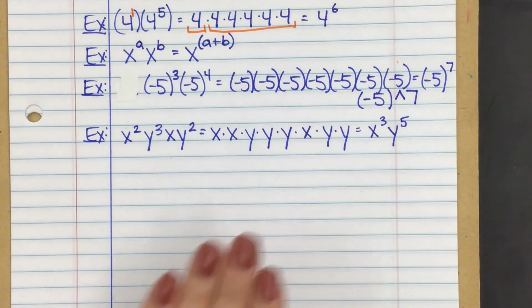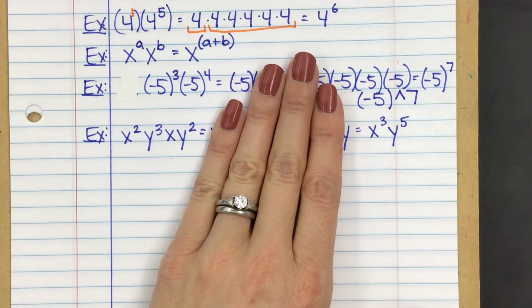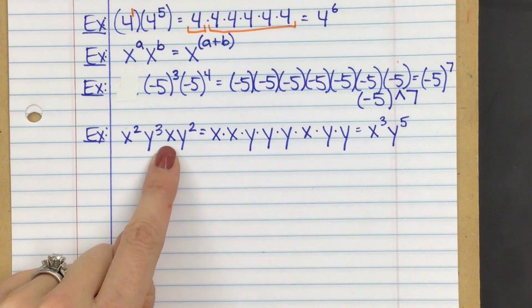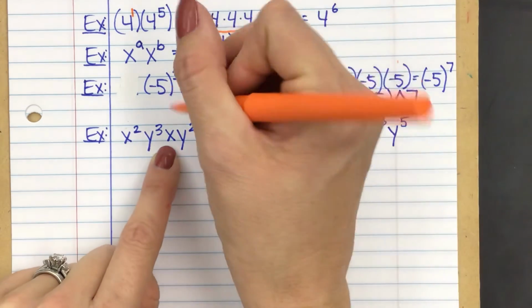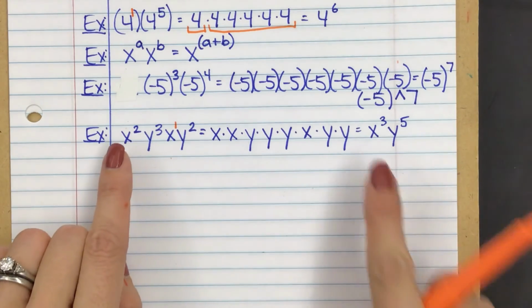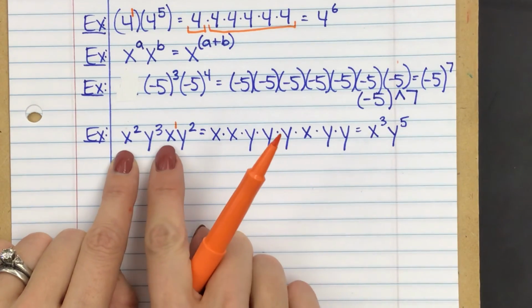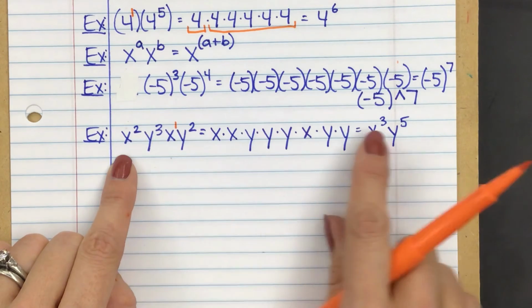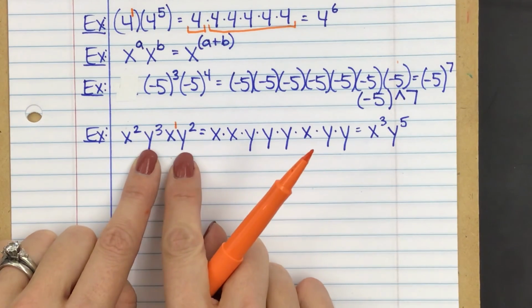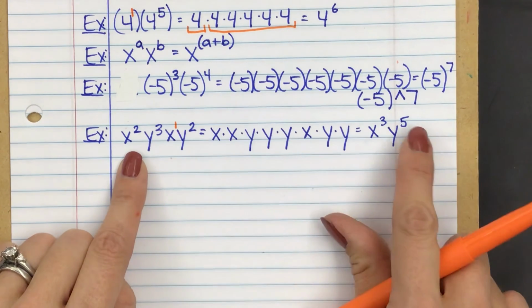And if I was going to skip all of the middle stuff, I would need to remember that if I have a variable without an exponent on it, there's an imaginary 1 there. So my x to the third: this is x to the second, x to the first, so 2 plus 1 is 3. And then if I look at my y's, y to the third, y to the second, 3 plus 2 is 5.